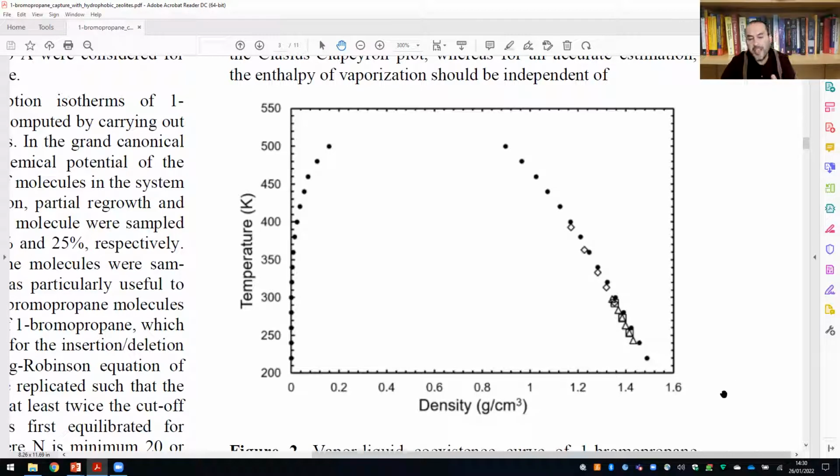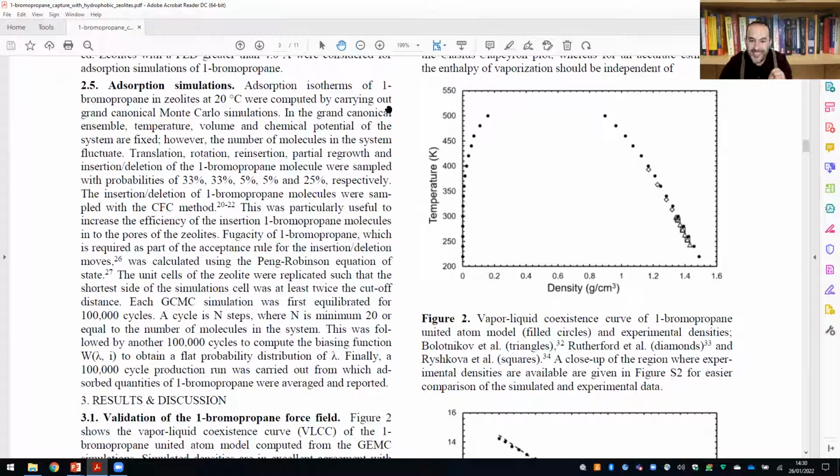Okay, so by basically playing with the epsilon and sigma, you try to reproduce this vapor liquid coexistence curve. And then we do Gibbs ensemble Monte Carlo simulations in which we explicitly reproduce a liquid box and a vapor box, and we sample molecule transfer between the liquid phase and vapor phase through Monte Carlo sampling. Out of these simulations, we obtain this vapor liquid coexistence curve, which is nothing but the densities of 1-bromopropane in the vapor phase and in the liquid phase.